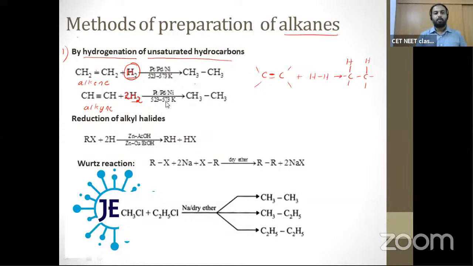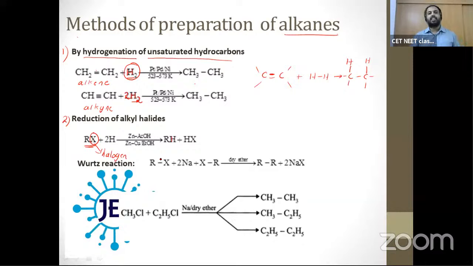Okay. Method number 2. Reduction of alkyl halides. You remove a non-metal and add hydrogen in place of it. See, RX haloalkane, which contains halogen. X here is halogen. In the compound, halogen is replaced by hydrogen.